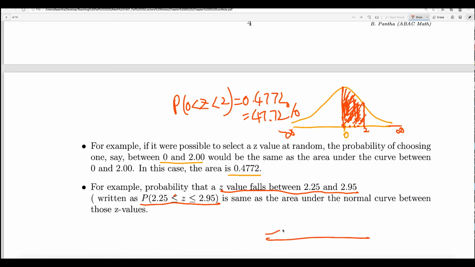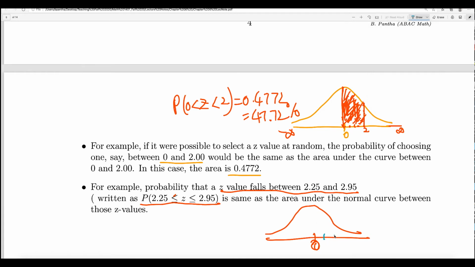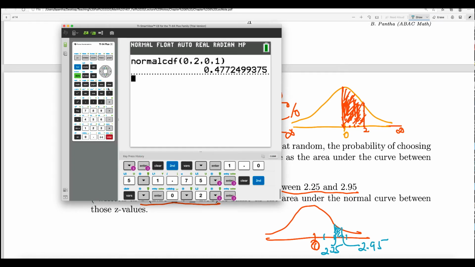What is happening there is basically, G is 0 in the middle, the mean is 0, right? Since we are talking about G values there. And then where is 2.95 and 2.25? So 1, 2, 3, right? 2.25 maybe somewhere here, 2.95 maybe somewhere here, and you are asked to find this area. Finding the probability that G falls between 2.25 and 2.95 is the same as finding the area between two numbers. So this is 2.25, and this is 2.95.